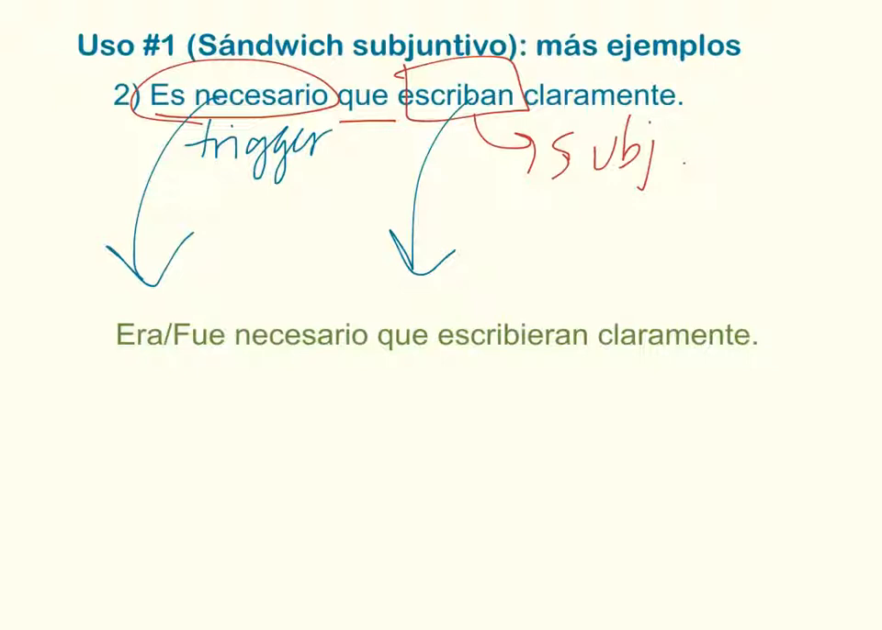So here we still have the trigger, era or fue necesario, we still have the que, and then here we still have the subjunctive, but it's just the past tense subjunctive.